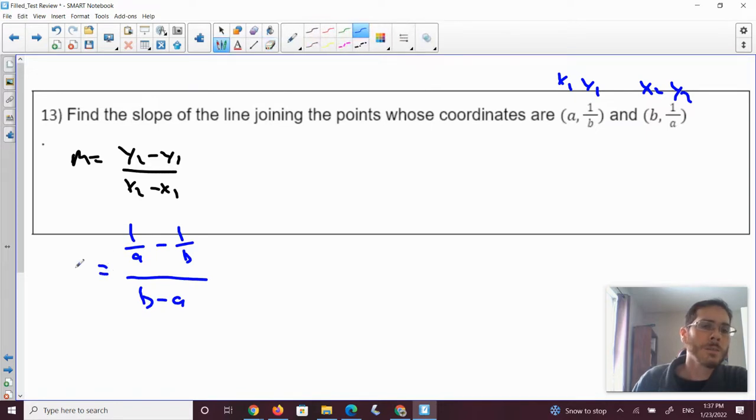Looks kind of ugly, but we do have to clean it up a little bit. And that is, we can actually subtract the top. So to do this, what we want to do is get common denominators. This is missing the b. This is missing the a.